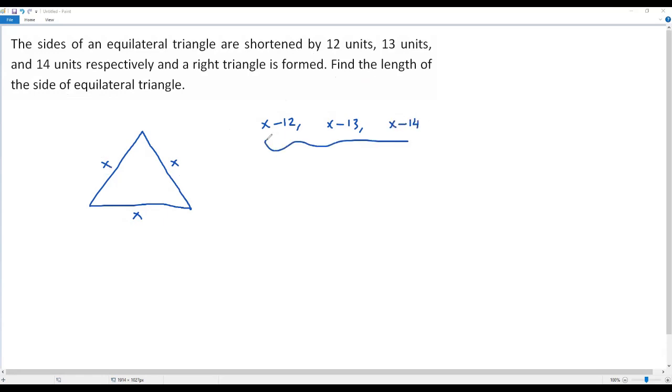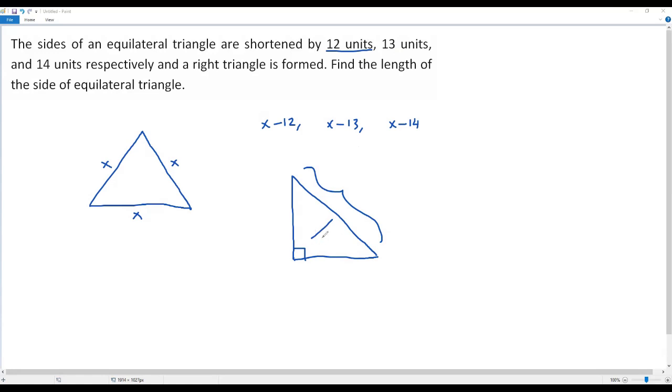Now, these are the sides of the right triangle, because the question says when the sides of the equilateral triangle are shortened by 12 units, 13 units, 14 units, a right triangle is formed. That is, these lengths will form a right triangle. Now let me draw a right triangle over here. Here I've drawn a right triangle. We have the right angle over here. Then this is the hypotenuse because it is opposite to the right angle.